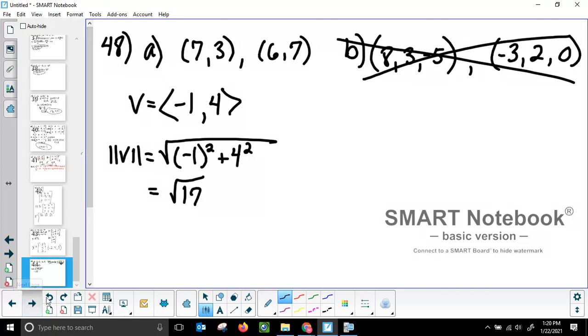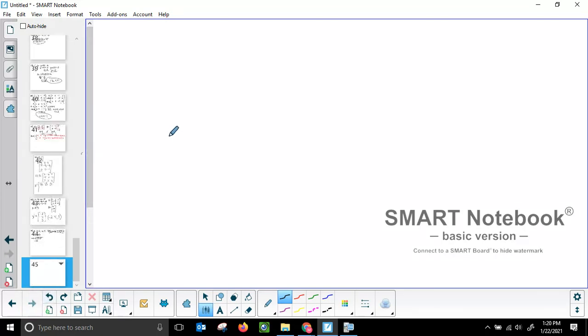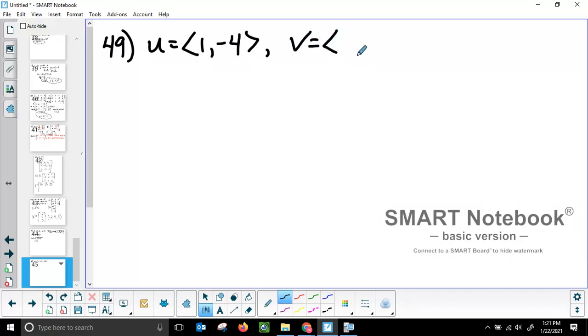All right, 49. For the following vectors, find A, u plus v, B, u minus v, C, -4u, and D, v minus 4u. Then sketch each resultant vector. Okay, so we have u is equal to 1, -4, and v is equal to 3, 6.